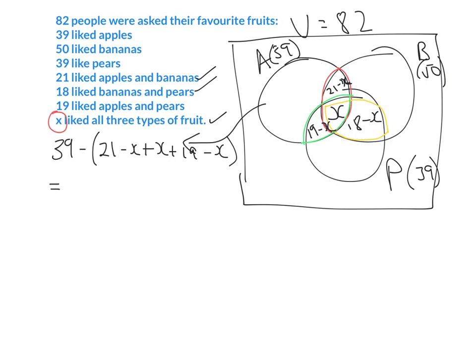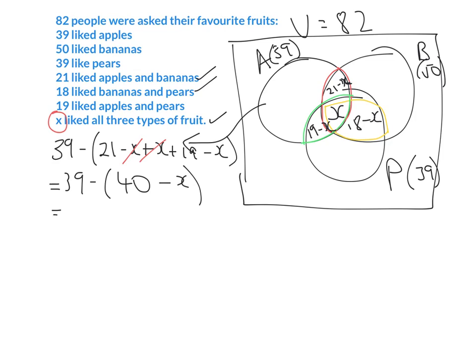So let's tidy that up a little bit. So that's going to be 39 minus. Make sure you keep everything in a bracket until you've tidied it all up. So we've got 21 plus 19. That's going to give you 40. And we've got minus x plus x. So straight away that's going to cancel out and we're left with one more minus x.